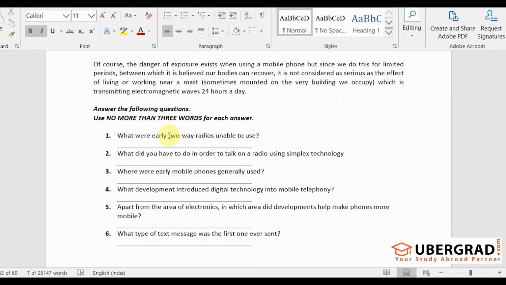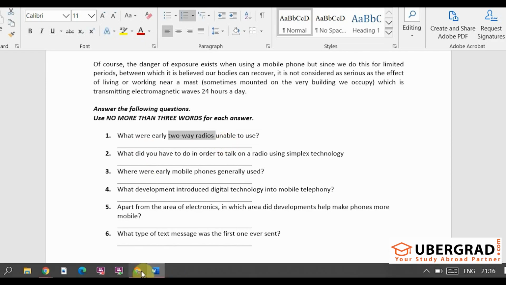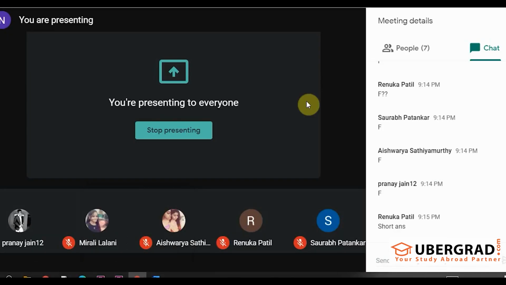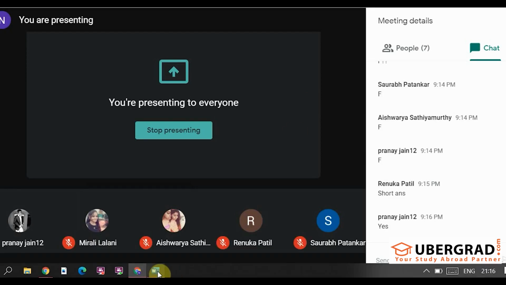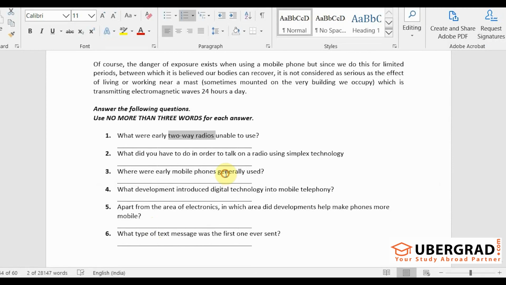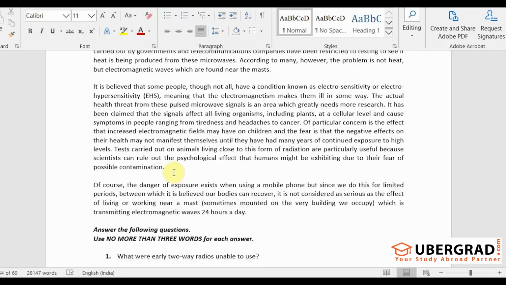What can be a keyword? Two-way radios. Now let's spend a minute on understanding the question. This is saying, what were they unable to use? So it might be the name of something, right? It can be a thing or a kind of technology, something that they are unable to use. Two-way radios are unable to use. And mind the word count over here. No more than 3 words.